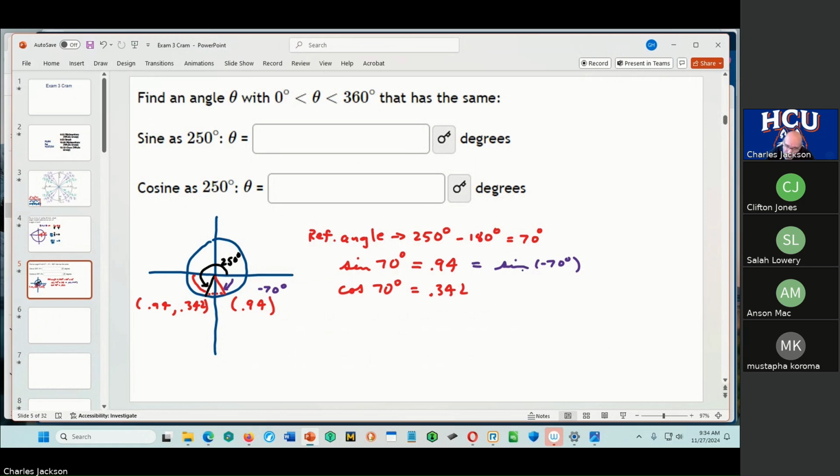We need an angle coterminal with that angle. Add 360. 360 minus 70 degrees is 290. So an angle in 0 to 360 that has the same sine as a 250-degree angle is a 290-degree angle.